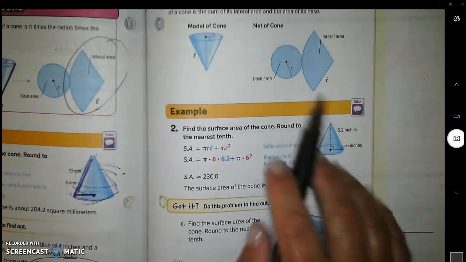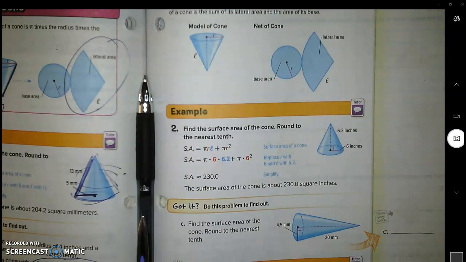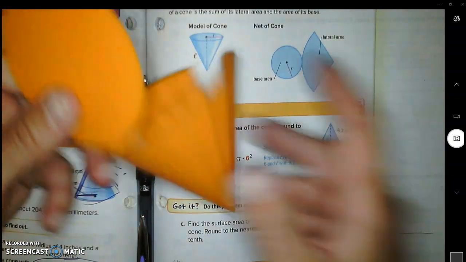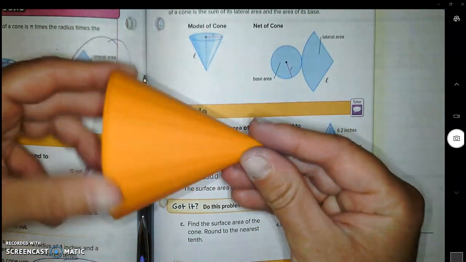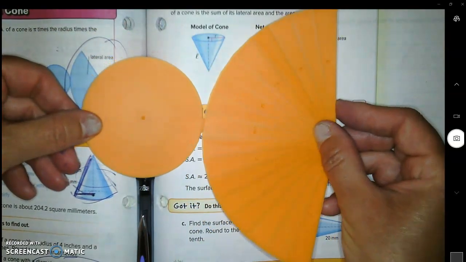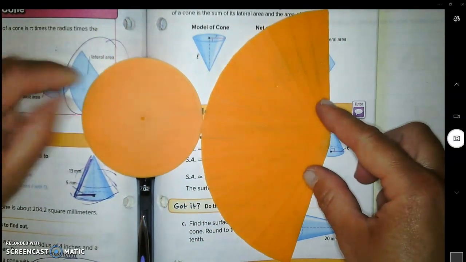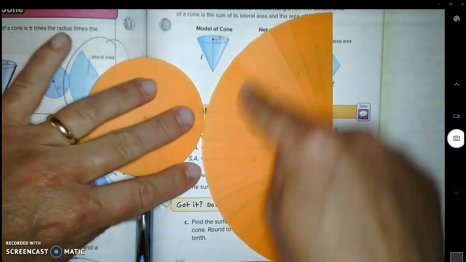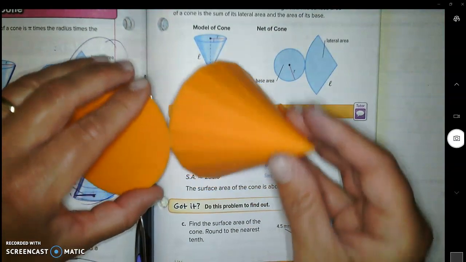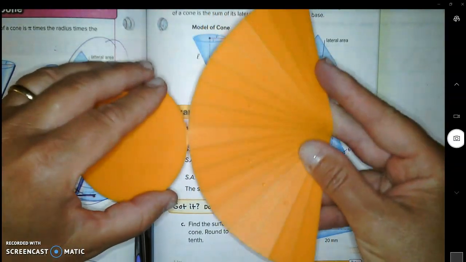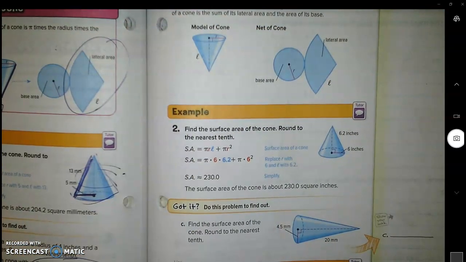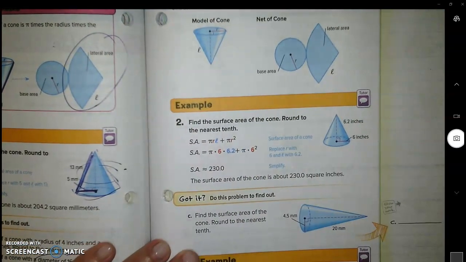It's just showing us the net. And so if we were to take this apart and lay it out, so here's my cone shape. And if I were to lay it out two-dimensionally, I would get that for a net shape. So this is my base. This is the lateral area, or the part that goes around the cone, as you see me curl it up. Okay, it goes around the cone. Okay? All right, so here we go. Example number 2, I want the surface area of the cone.